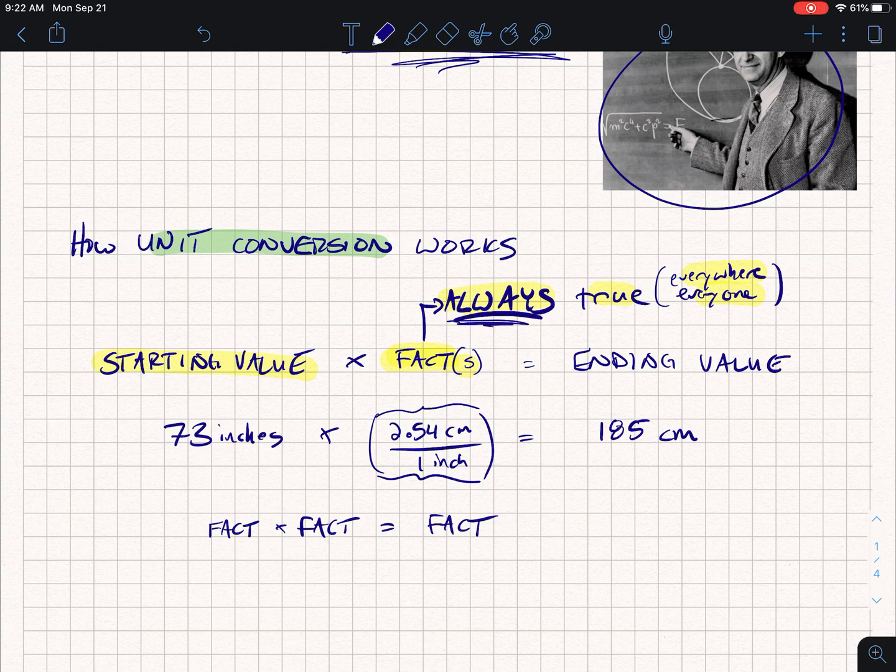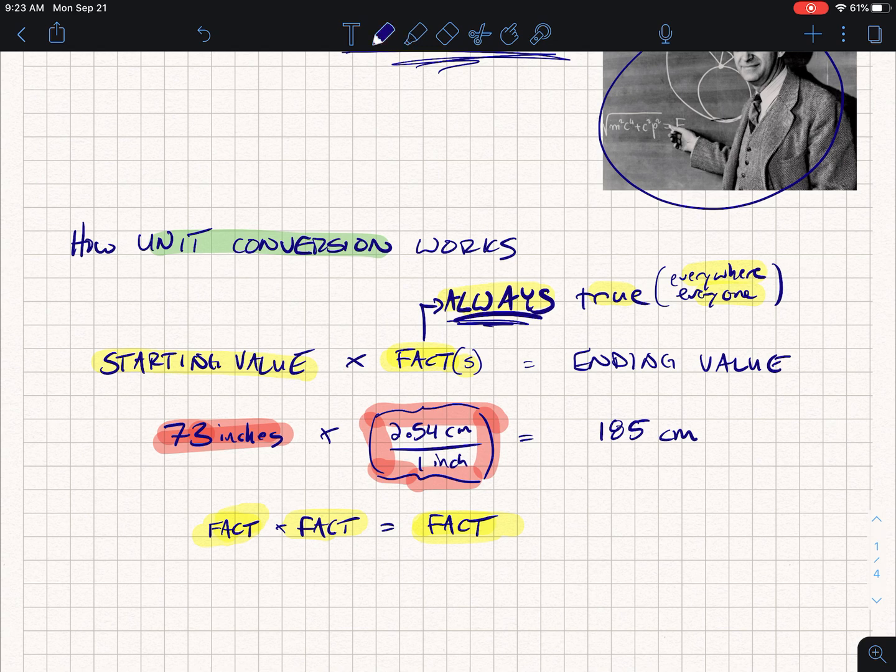And the big idea here is that if you take a known fact and you combine it with multiplication with another fact, the answer also has to be a fact. So when we did our height conversions earlier this week, and I just used mine for an example, a height of 73 inches, that's a starting value. I'm going to take that known for sure value and I'm going to multiply it by the fact that 2.54 centimeters is equal to 1 inch.